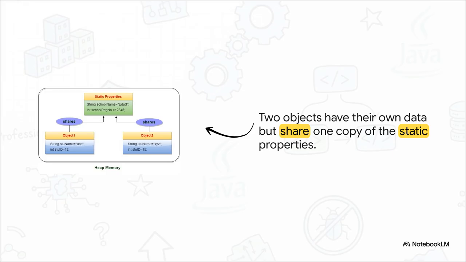We have two separate student objects here, Object 1 and Object 2. See how they each get their own copy of stuName and stuID? But they both share the exact same static schoolName and schoolRegno. That means there's only one copy of that school data stored at the class level. It's way, way more memory efficient.